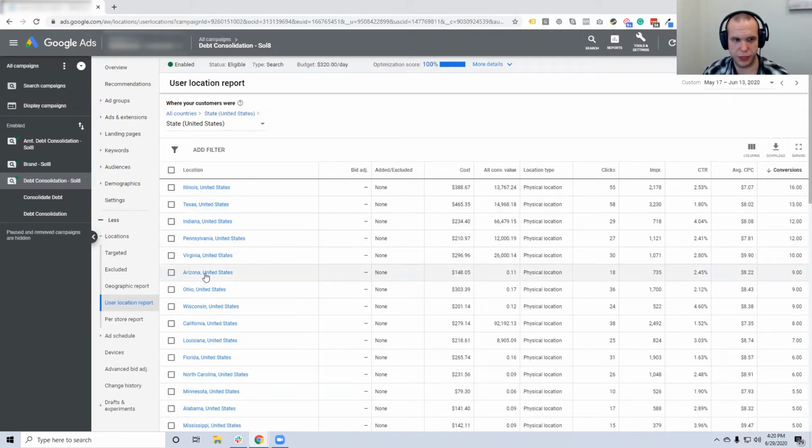When you look at state, you see, well, okay, Arizona and Ohio and Wisconsin, we spent 100, 300, 200, pretty close to Indiana. Indiana, we spent 230 and made 66,000 in consolidated loans. This one we spent 300 and nothing.